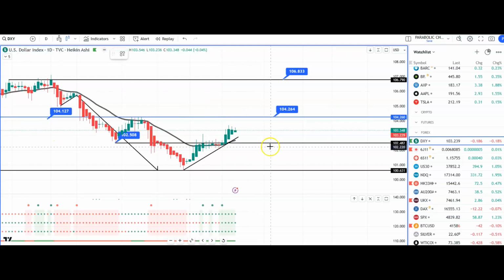The DXY is long. We do expect further upside momentum. There's going to be a bit of a pullback, but then it's going to 104.26. That's the nearest target, and on to 106.83 if 104.26 is held.